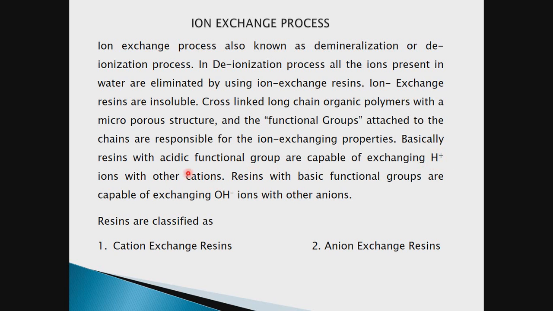Other cations means the hardness causing ions like calcium, magnesium, aluminium, whatever the soluble ions are other than sodium and potassium, will be exchanged at the expense of the H positive ions present in the resins. Then resins with basic functional groups are capable of exchanging OH negative, so you can add OH negative there. Basically these resins are of two types. Cation exchange resins will remove the metal ions, and the anion exchange resin will remove anions like chloride, sulfates, bicarbonates, like this.